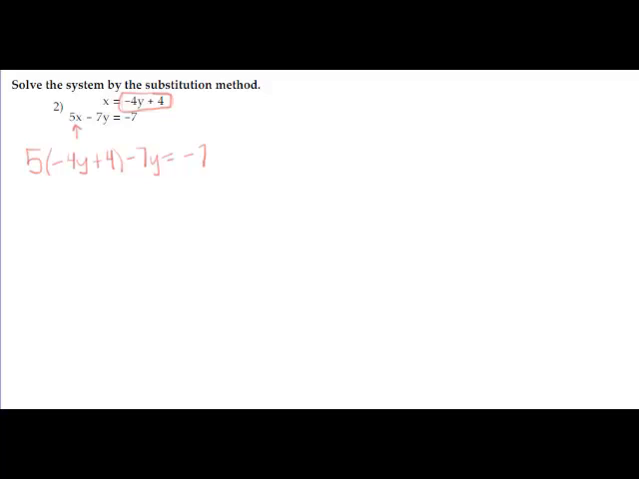Then we just need to solve this. So we've got to distribute, and we get -20y plus 20 minus 7y equals -7. Add like terms. -20y minus 7y is -27y. We can also subtract this 20 over to the other side so that this equals -27. Divide both sides by -27.